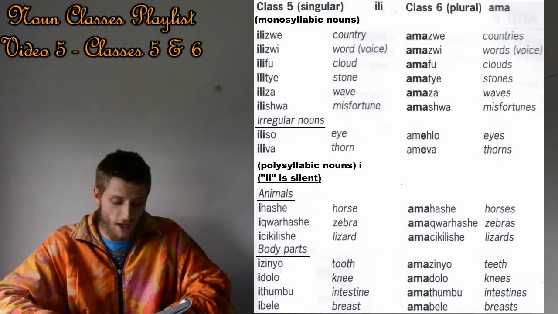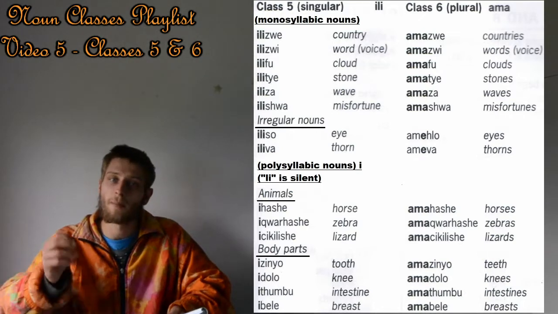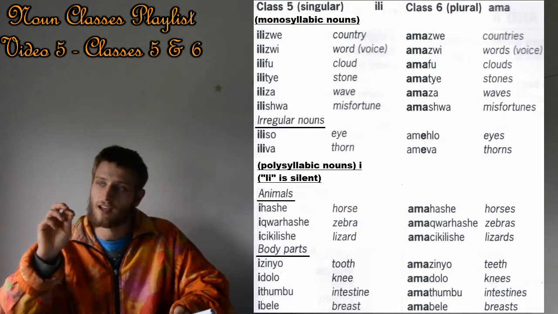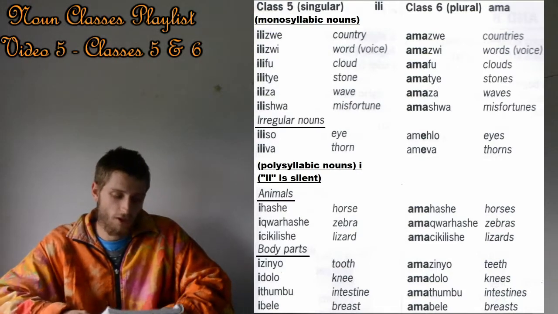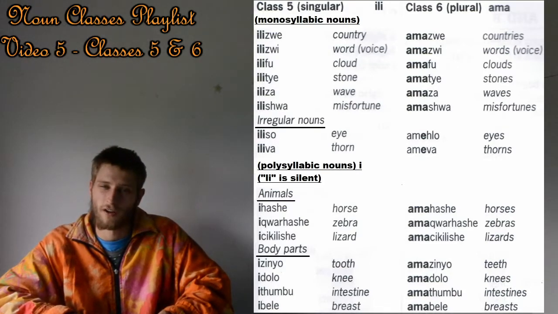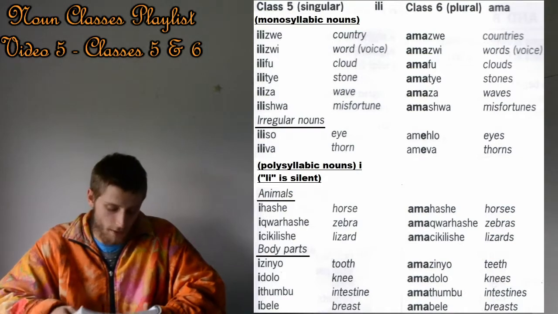And then iliva and ameva. So it's not amava. The second A is an E, and that's just the way it is, guys. You have to remember that. Although you're not going to talk about thorns very often, so don't let it worry you. Okay.